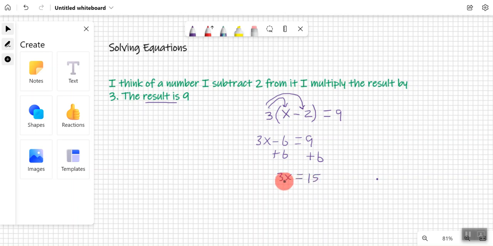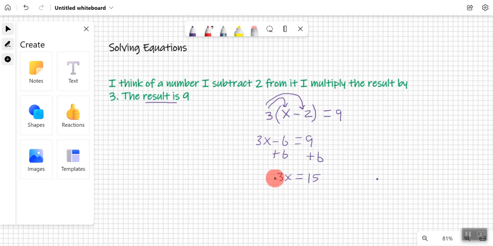So what we need to do now is get rid of the 3 here that's in front of the x. This term here is an algebra term. The number in front is called the coefficient and the letter is called the variable. So this means 3 multiplied by the value of x. So that's what that means.